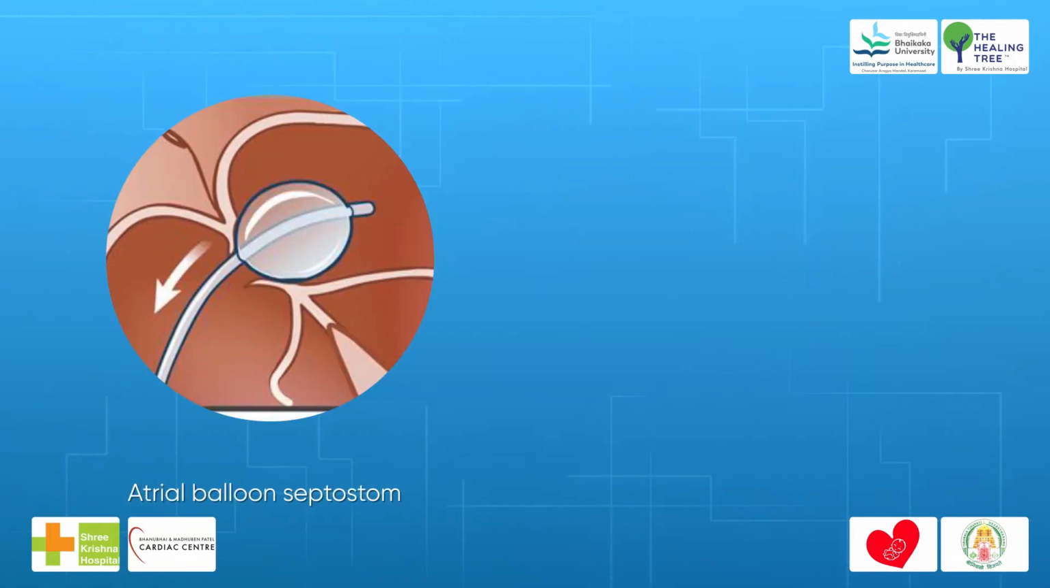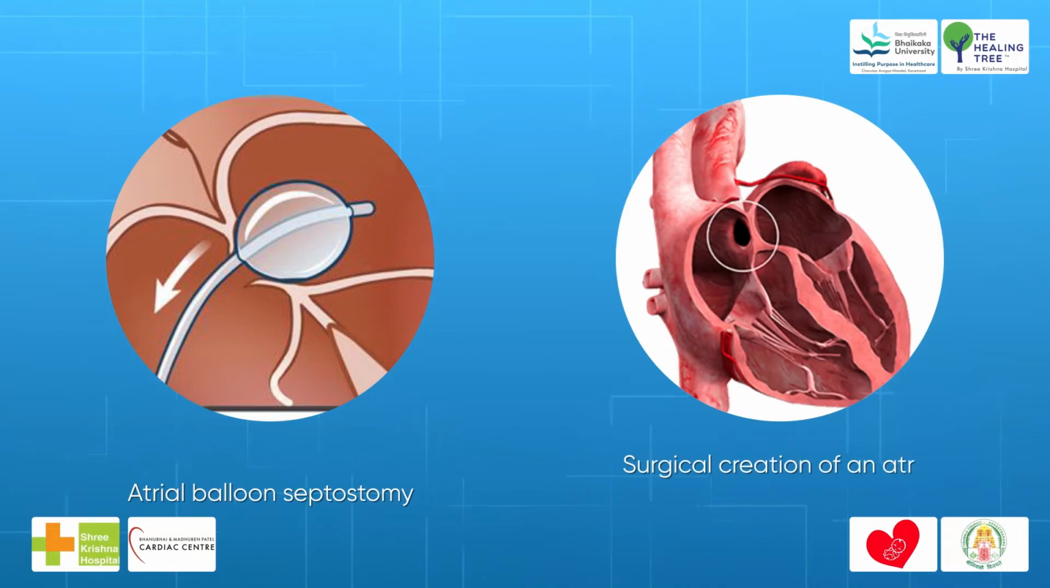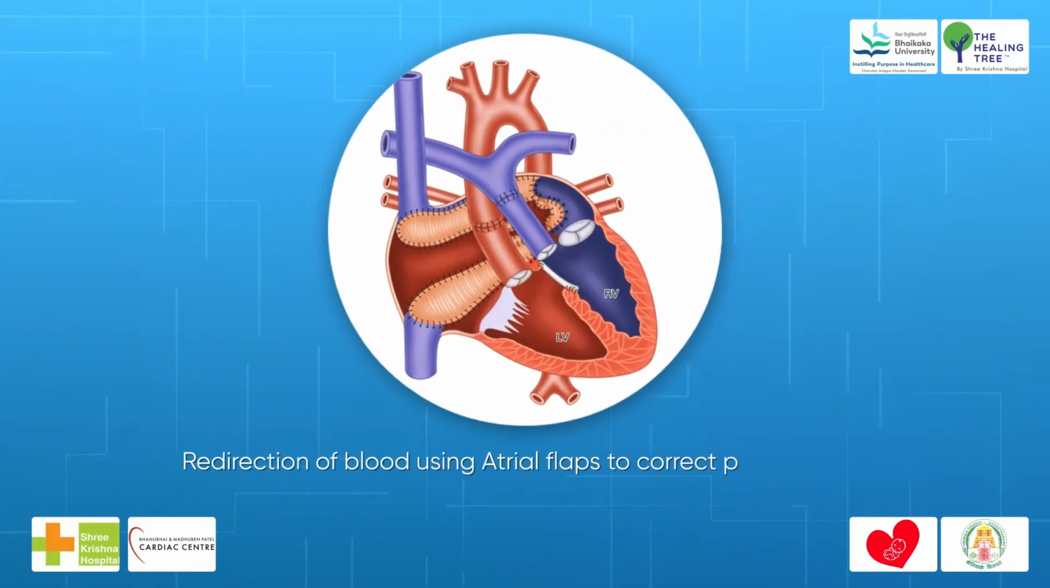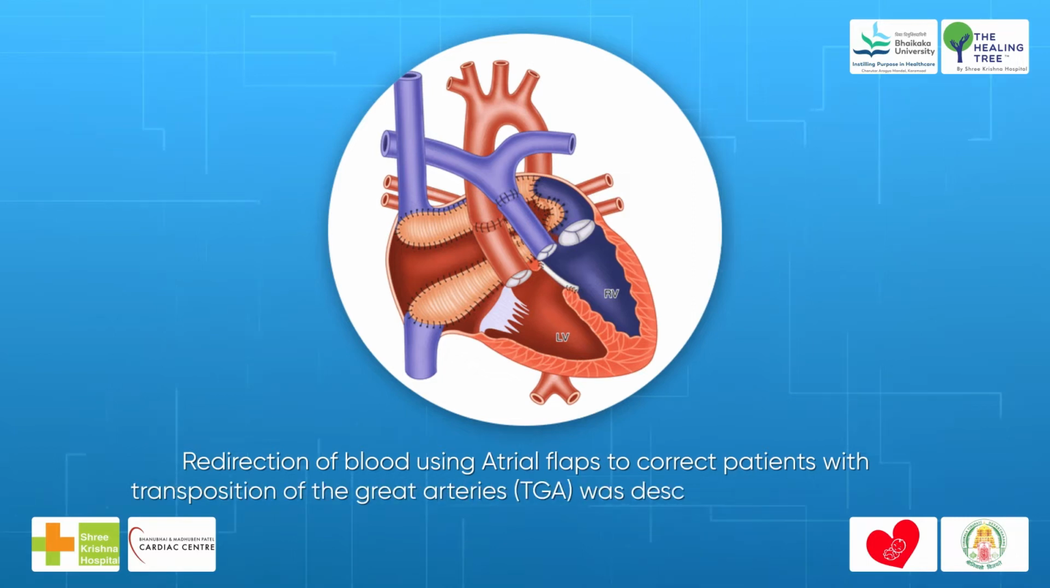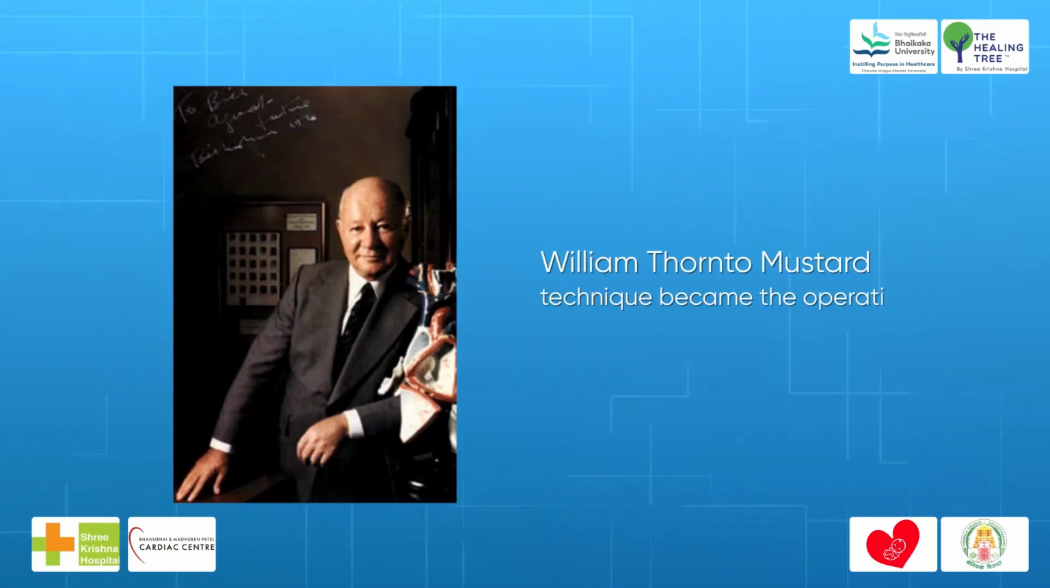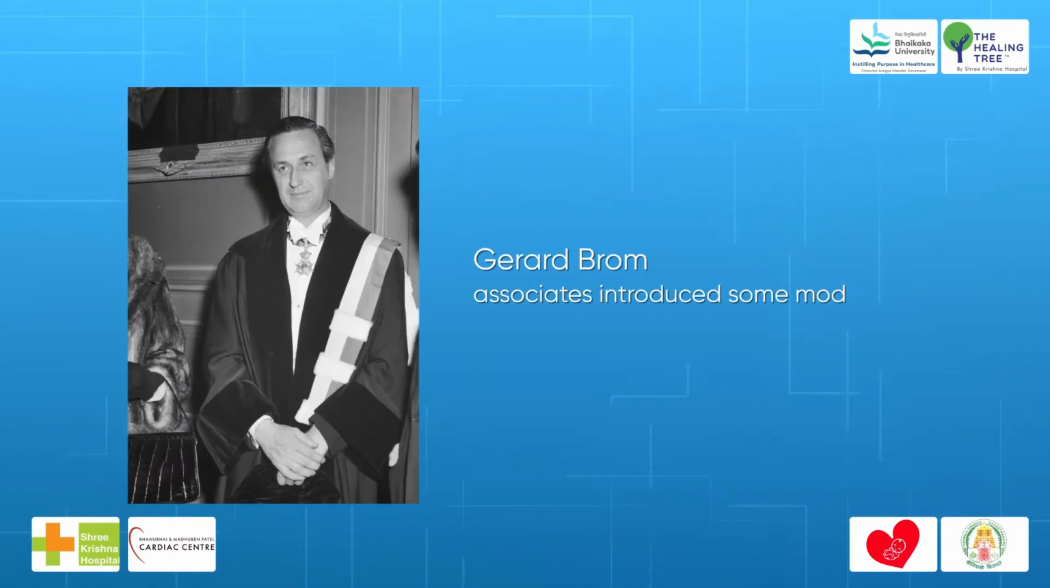Atrial balloon septostomy or surgical creation of an atrial septal defect improves systemic oxygen saturation and sets conditions for long-term survival. Redirection of blood using atrial flaps to correct patients with transposition of the great arteries, TGA, was described by Åke Senning from Sweden in 1959. Later, Mustard's technique became the operation of choice in most centers. Brom and associates introduced some modification of Senning's operation in 1977.